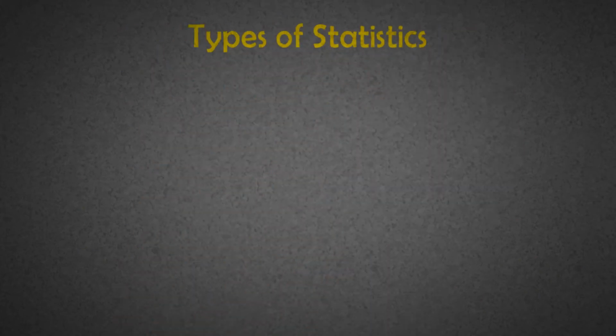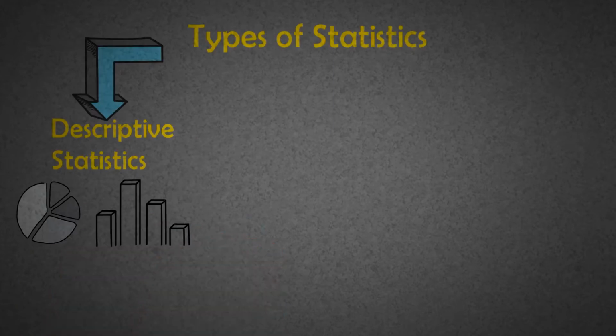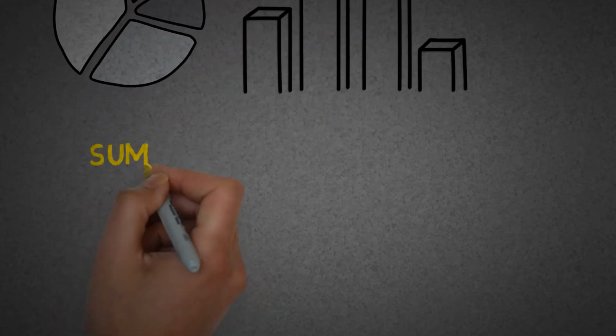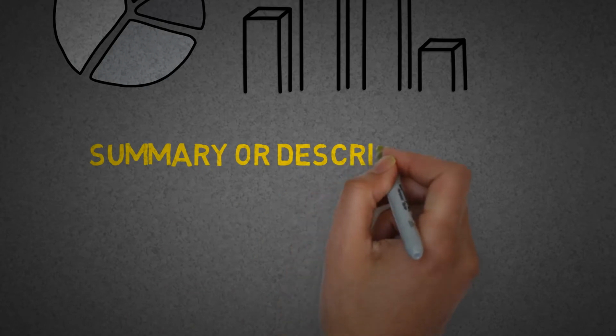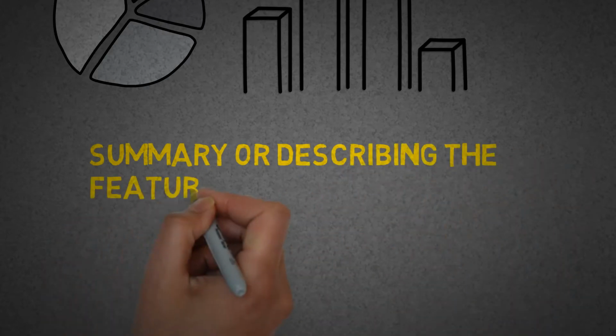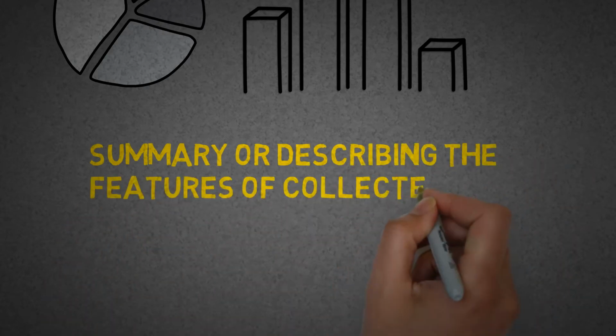Types of statistics. Statistics are broadly divided into two categories. Number 1 is descriptive statistics. This is the easiest statistics, where you summarize or describe the data that is being collected. This can be in charts and graphs.